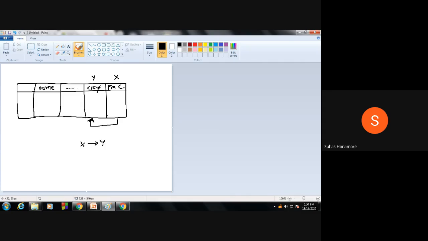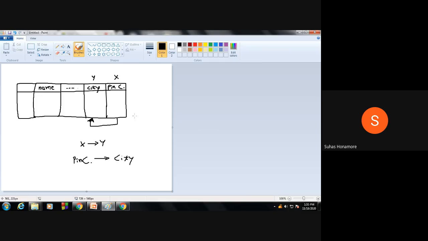Here the city is functionally dependent on pin code number. This city attribute is functionally dependent on pin code number. That is what we mean by X derives Y. Here we can write it as pin code number, normally in short form, and from this I can derive the city. So from pin code I can derive the city.